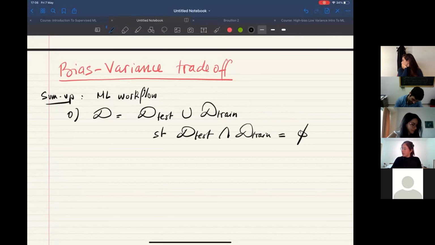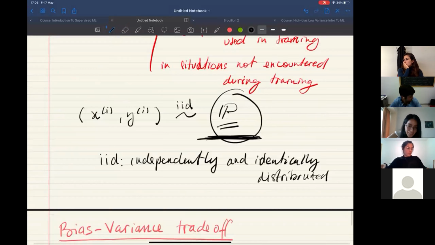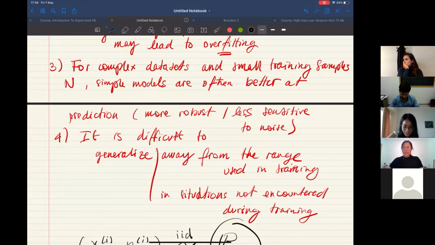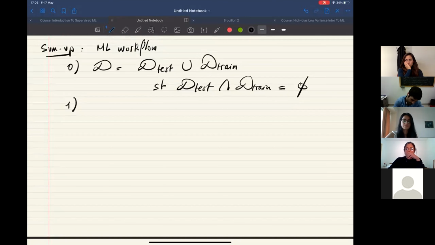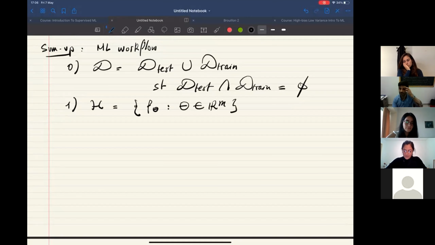Okay, then the next step, let me remember, was to define a hypothesis class. Okay, so let me call it H. And the hypothesis class is what? Is a set of functions parameterized by theta. So it's an infinite set of functions, and our task will be to pick one function in this hypothesis class. Okay, and so how do we do that?